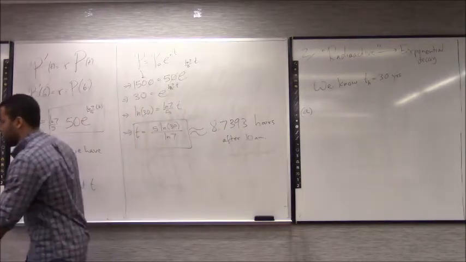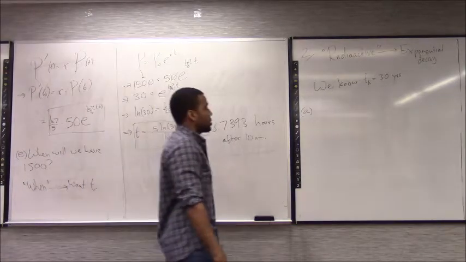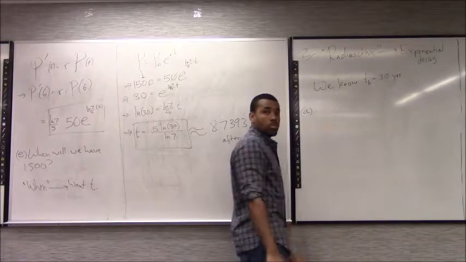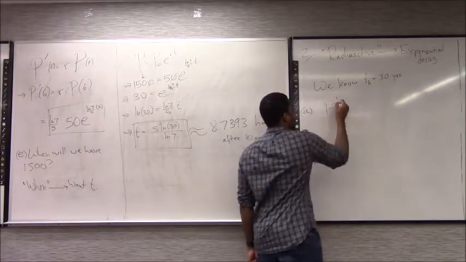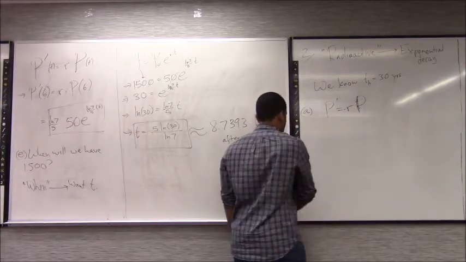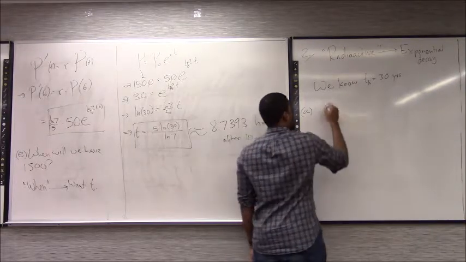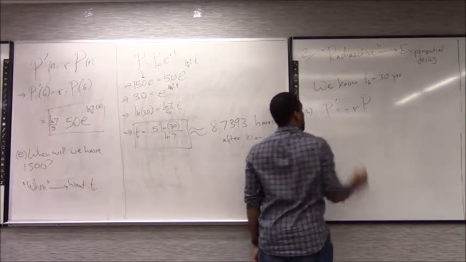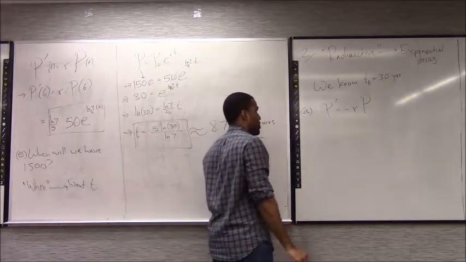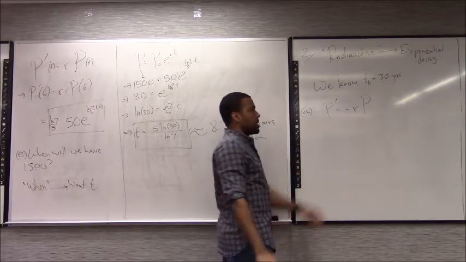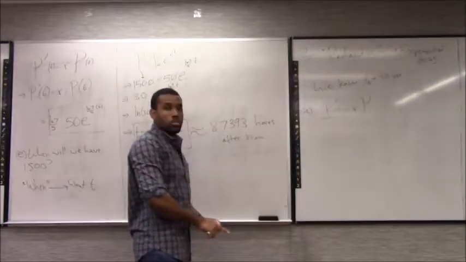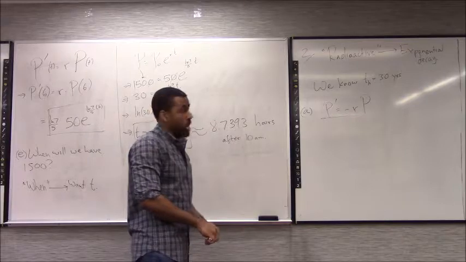So when it says differential equation, what's it referring to? P prime equals minus rP, right, because it's decaying. So basically here, we need to find the r. How do we find r? The half-life equation, right?